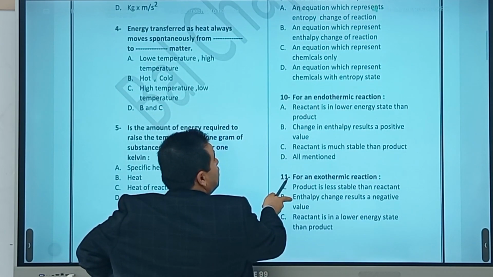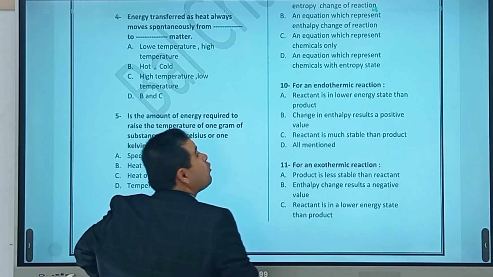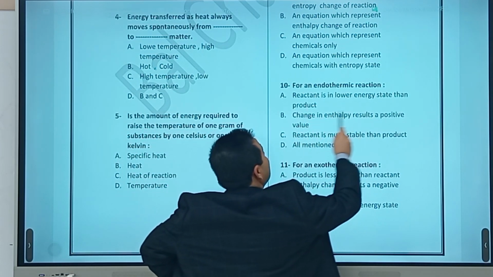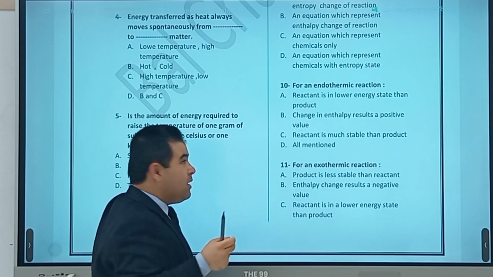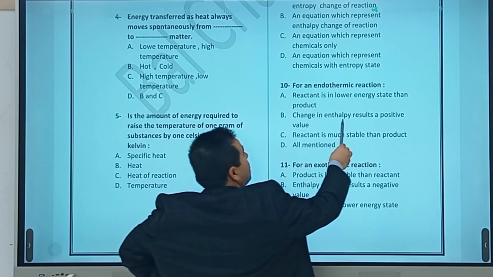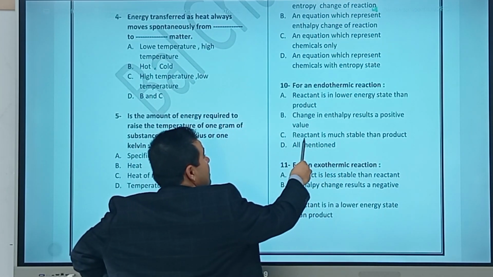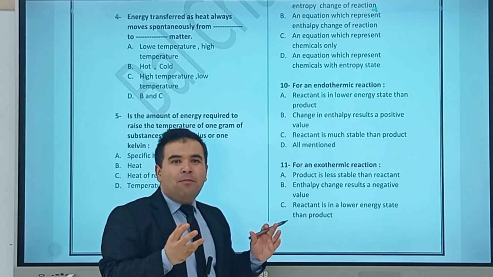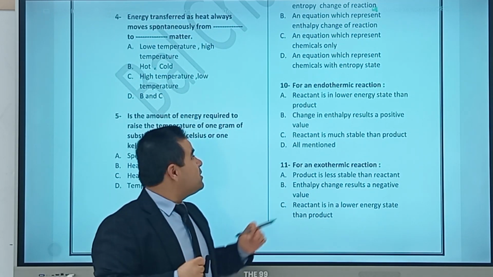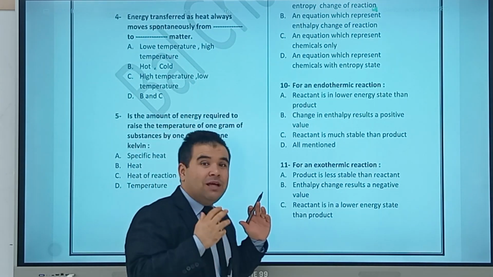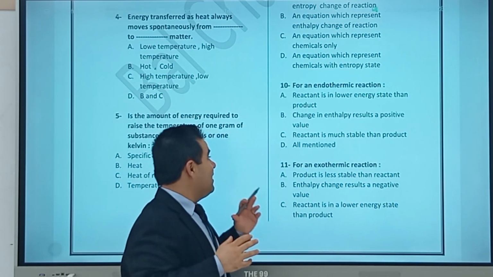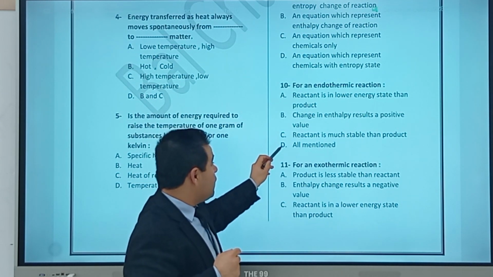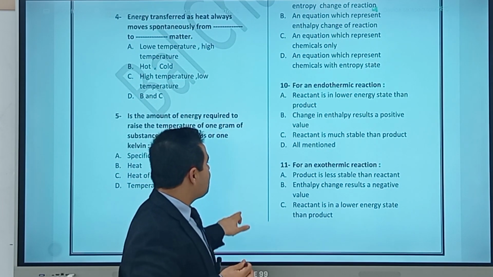For an endothermic reaction, the reactant is in a lower energy state than the product. For endothermic reactions, the change in enthalpy results in a positive value. The reactant is more stable than the product. Guys, in an endothermic reaction the reactant is in a lower position of energy. A is correct, the positive value is correct. The reactant is more stable, which is correct. Why? Because it's in a lower position of energy. So D is the correct answer.